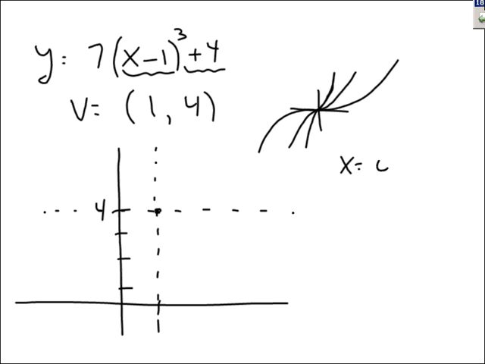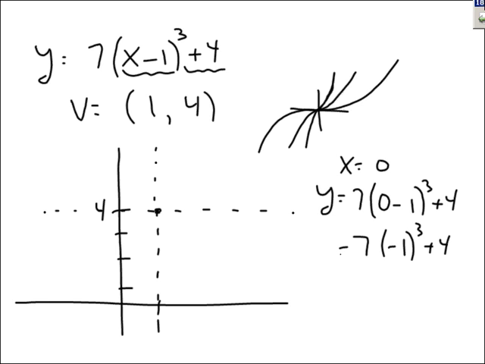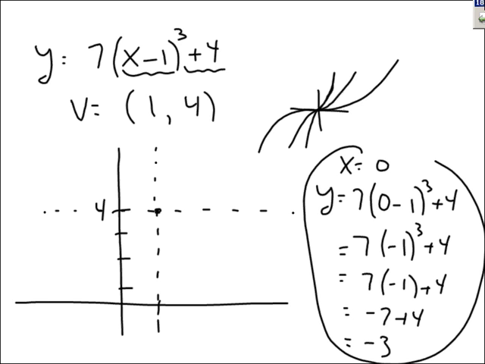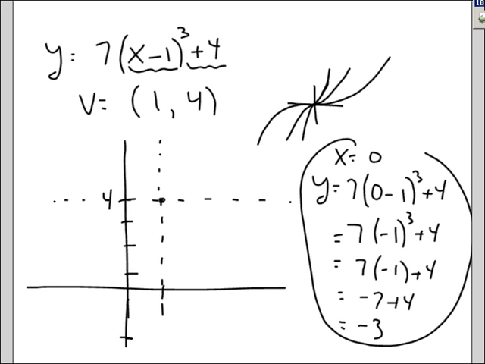If x is 0, y is equal to 7 times (0 minus 1) cubed plus 4. 0 minus 1 is minus 1. Minus 1 cubed is minus 1. 7 times minus 1 is minus 7, plus 4 is -3. The y-intercept is at -3. Okay, so I'm going to cross the y-axis right here at -3. Where do I cross the x-axis?